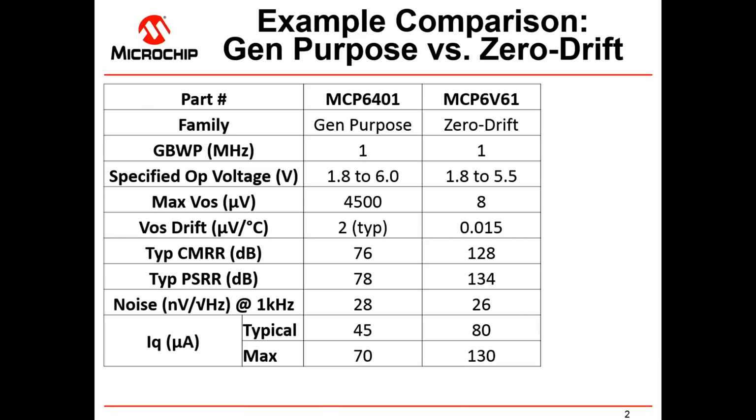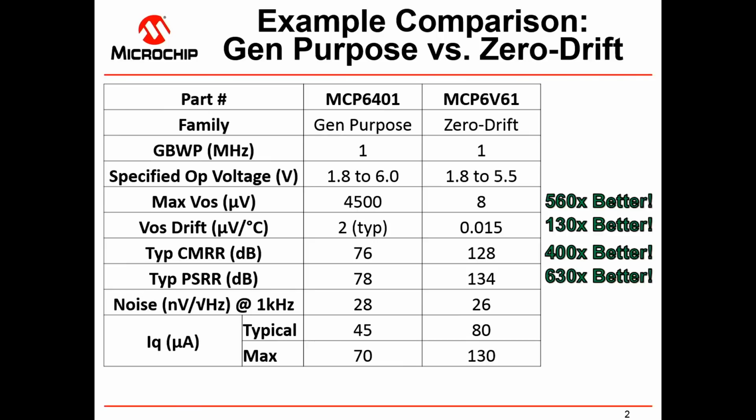So if you look at the middle column there, we're showing the MCP6401, which is a general purpose amplifier, relative to, say, our 6V61, which is shown in the far right column, which is implementing the zero drift architecture. As you can see, these are both relatively the same speed, operating on the same operating voltage range. However, there are some vast differences in some of these other specifications. Initial offset is over 560 times better. We see drift over 130 times better. Other offset-related errors, such as common mode rejection and power supply rejection, are also very much better relative to a general purpose amplifier. So this helps to put some numbers behind this performance.